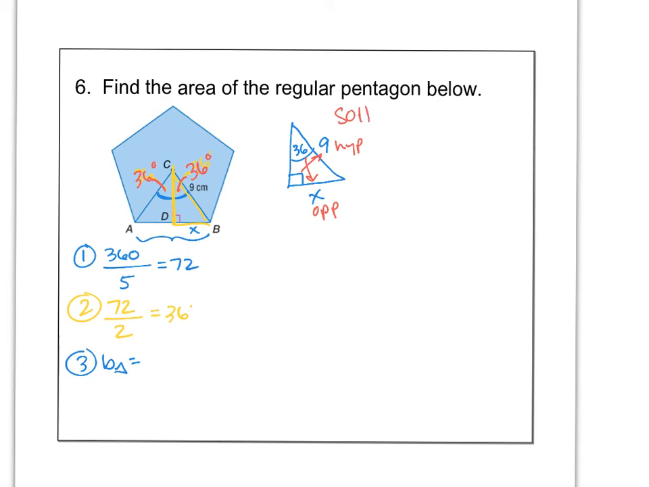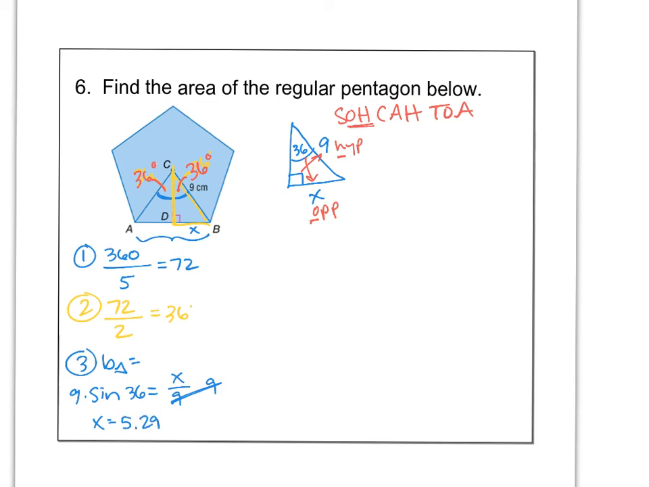Think about SOHCAHTOA and choose the one with the O and the H. You should choose SOH. So you're going to do sine of 36 equals, it has to be opposite over hypotenuse, so x over 9. Multiply by 9 on both sides. And then type in your calculator, 9 sine 36. If you did it correctly, you should get 5.29.